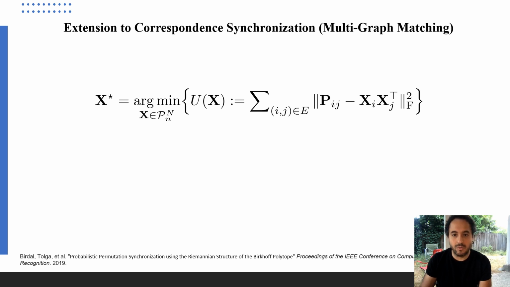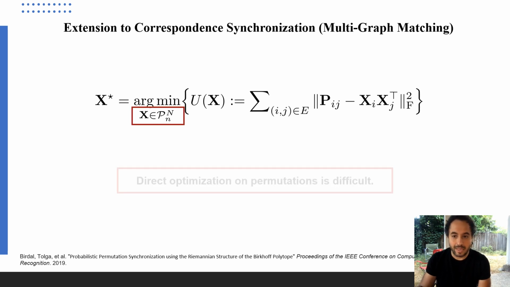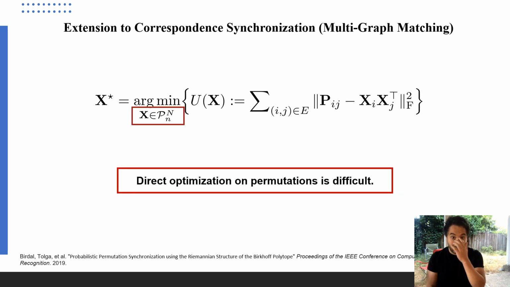So we are looking to minimize this u, the potential energy, which is just another form of synchronization, as we have seen. Yet, this is a direct optimization on the permutations, and it's quite difficult, even with the Riemannian methods. It's not defined at all because it's a discrete thing.